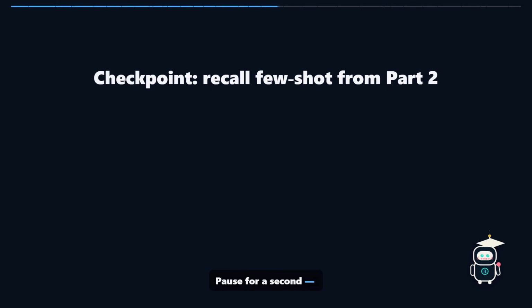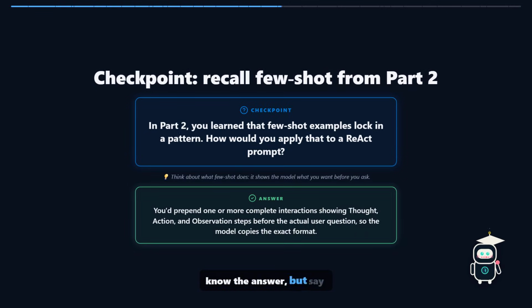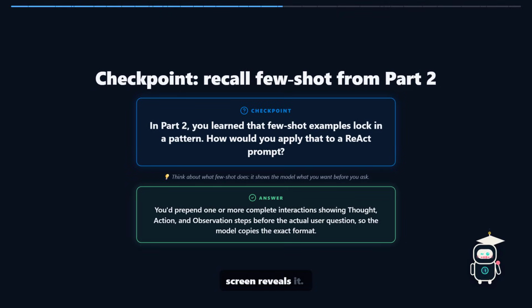Pause for a second. How do you plug few-shot into the ReAct loop? If you remember Part 2, you know the answer, but say it out loud before the screen reveals it.